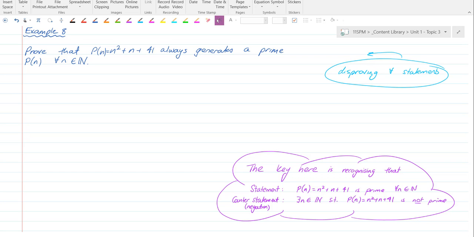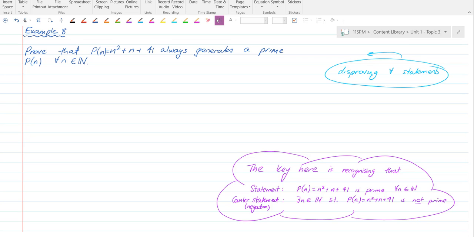I'm going to do 9. If I do 9 squared plus 9 plus 41, I get 131, which is a prime number. Anybody else got one? Sorry? 6, what did you get? 36, 42, 83, prime number. Cool?